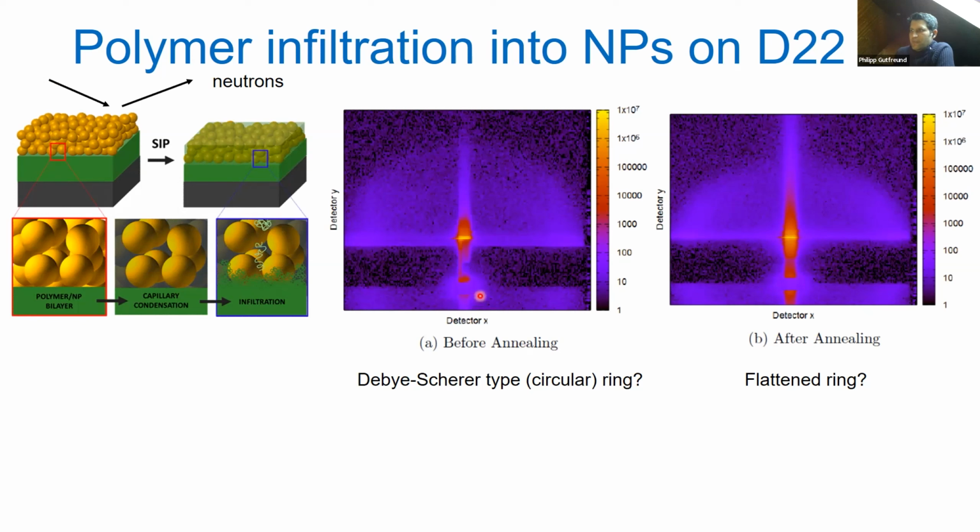Here we only have the state before annealing and after annealing. Here the measurements take much longer, several hours, so we don't have time resolution here. So what we see is the direct beam here behind the beam block, the reflected beam, the specular reflected beam, and then the off-specular scattering along this direction, and then the GISANS. We see here a Debye ring from the nanoparticles before annealing and after annealing.